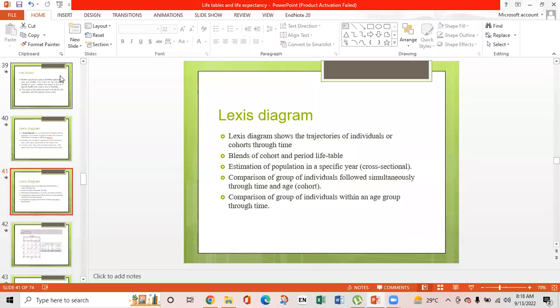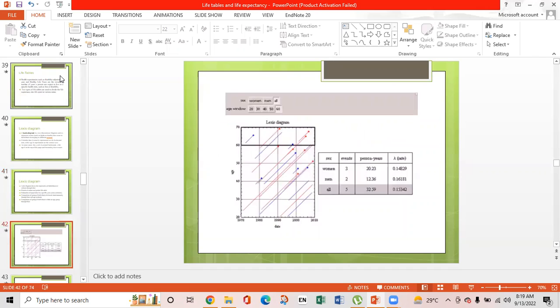This shows the trajectories of individuals or cohorts through time, blends of cohort and period life table, estimation of population in a specific year cross-section, comparison of group of individuals followed simultaneously through time and age cohort, and comparison of group of individuals within an age group through time. This shows an example or graphic picture of the Lexis diagram.